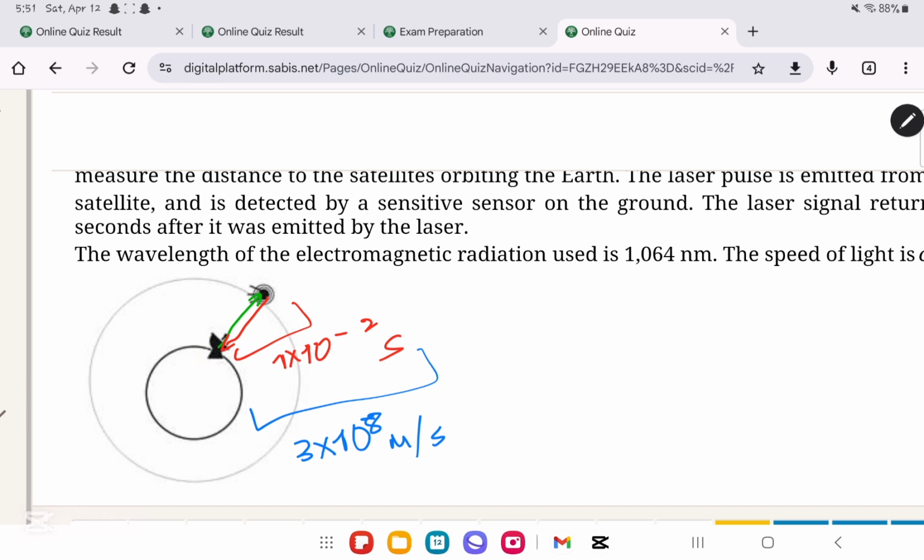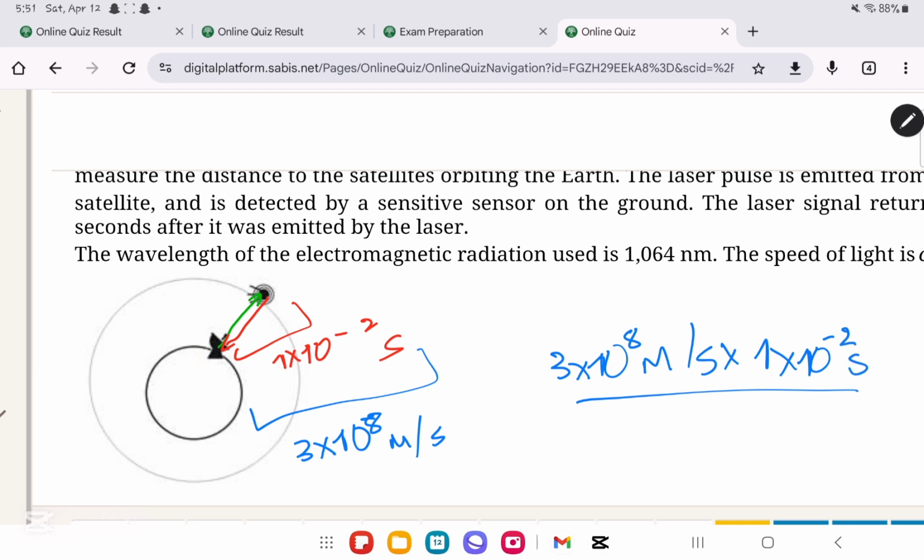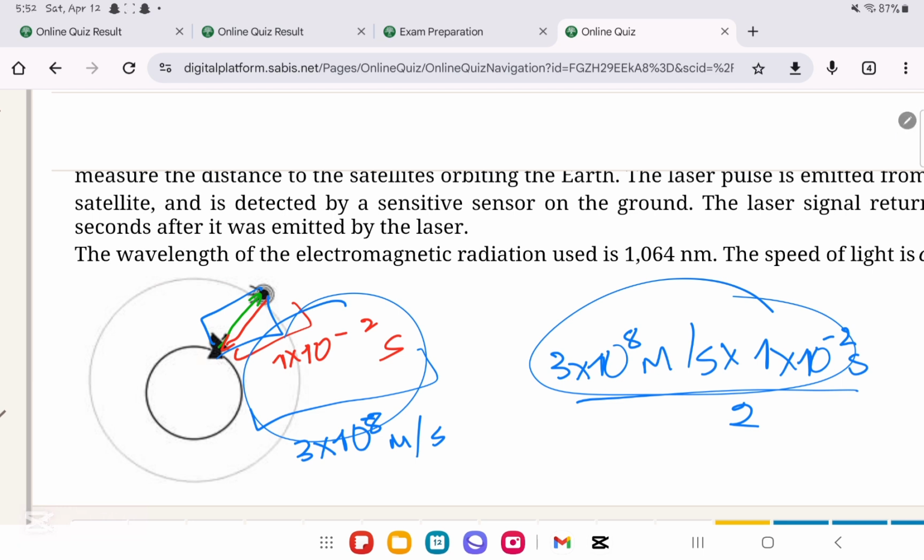So to find the altitude, what are we going to do? We are going to multiply, first of all, the speed of light, 3 times 10 to the power of 8 meters per second, by the time, which is 1 times 10 to the power of minus 2 seconds, but divided by 2. Because all of this multiplied together is the value of going up and returning. But we need only the distance of one of them. So to find the actual distance, which is only from the satellite to the receiver, we are going to divide it by 2. So let me get my calculator.